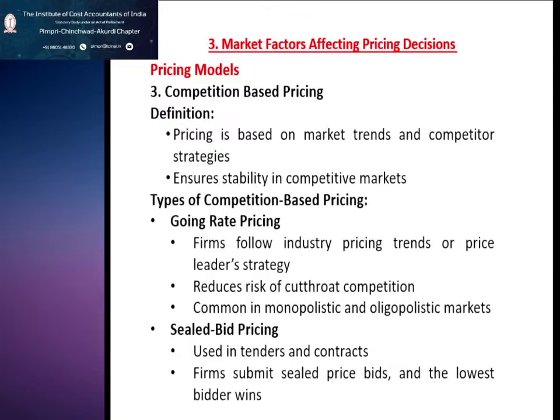The second type of competition based pricing is sealed bid pricing, wherein this kind of pricing is used in tenders and contracts which are required to be applied for. So wherever there is a tendering process required in getting awarded the contracts, sealed bid pricing is used. Here the firms submit sealed price bids and the lowest bidder wins. So that's what, traditionally, as we know, the bidding mechanism has. So sealed bid pricing is used in tenders and contracts.